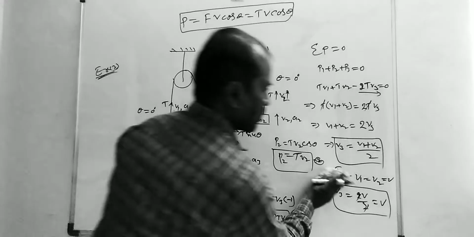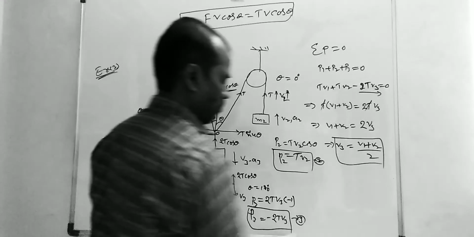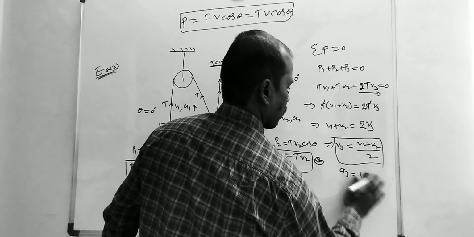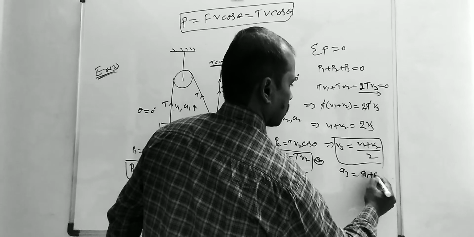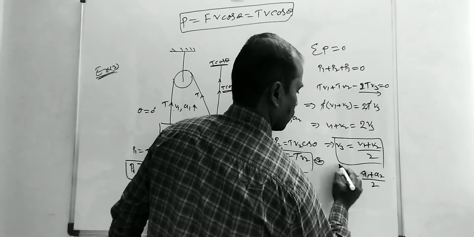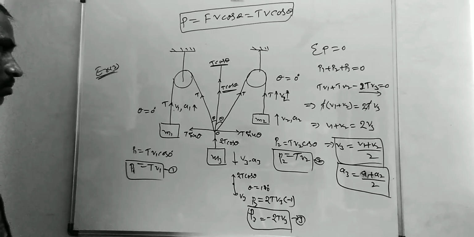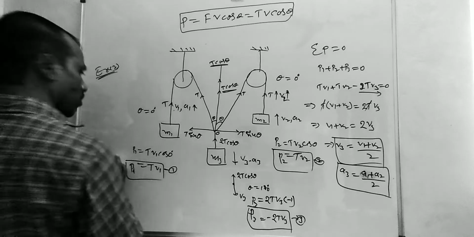Now the acceleration of the blocks: the acceleration of the block, A3, is equal to A1 plus A2 by 2. This is the acceleration of the block M3. Next one, okay, note it.